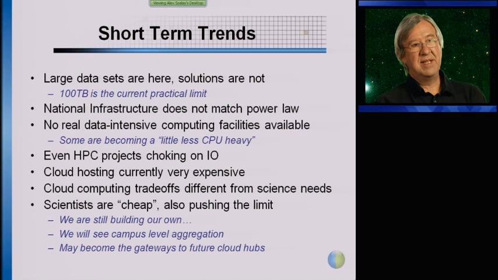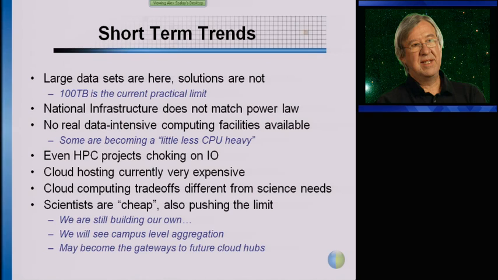Also, the trade-offs of commercial cloud computing are quite different from science needs, where a lot of it is around resilience. Scientists are cheap, meaning that if I had $1 million, I would rather build my own system than pay it to a commercial vendor and get 10 times less in terms of capabilities, even with the current economic trends in the cloud. So we are still building our own.